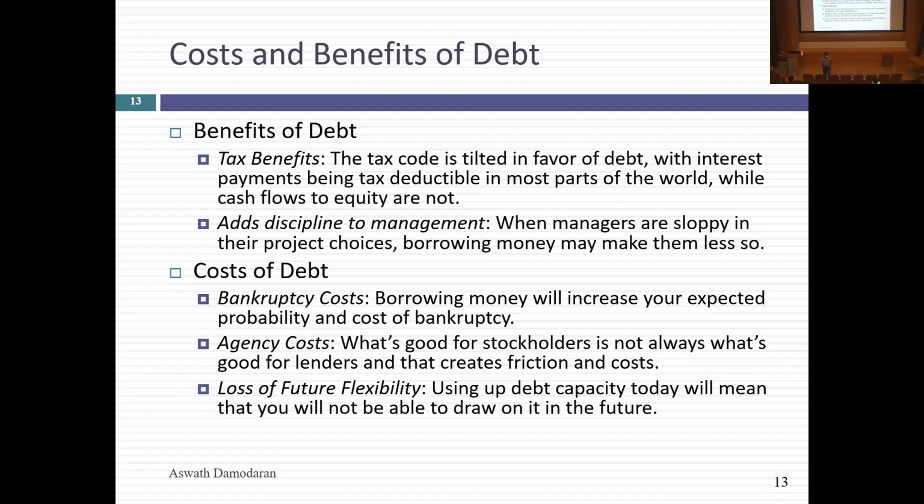Tax benefits and added discipline. It's got to be weighed off against three costs. The first is, when you borrow money, no matter who you are as a company, you could be Apple and you could go out and borrow money, your chances of failure, bankruptcy, increase. For Apple, it might go from 0.001% to 0.003%, but there is no company where borrowing money reduces your bankruptcy risk. It might do very little, but it's always going to push it up. The question is how much.